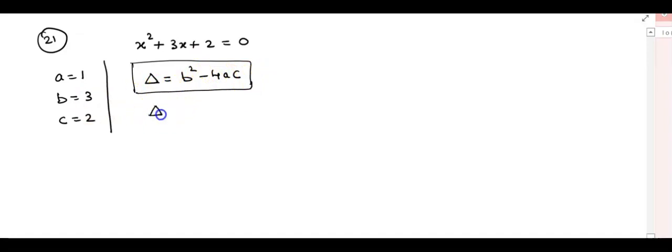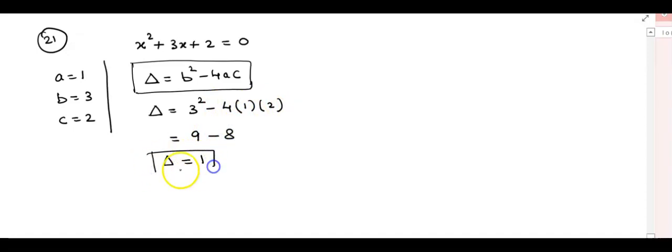Now delta is equal to, what is the value of b? B is 3, 3 square minus 4 into a is 1, c is 2. To find discriminant, we use this formula. 3 square is 9, minus into plus is minus, 4 ones are 4, 4 twos are 8. 9 minus 8 is equal to 1. So the value of delta, we got the answer 1.